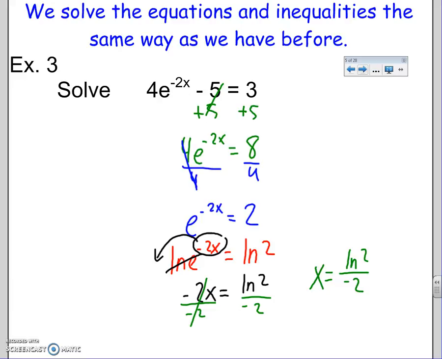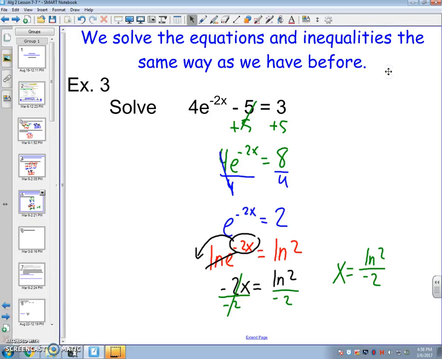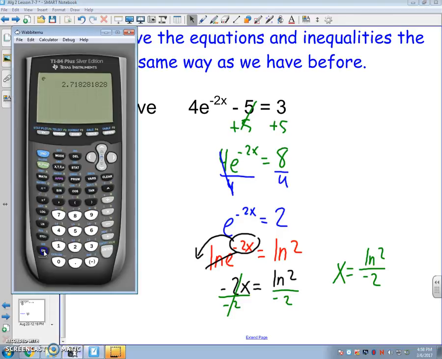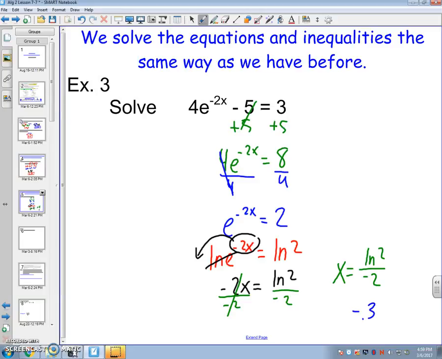If you want the decimal answer, you just type it in the calculator. So let's see what that is. It's a fraction, ln of 2. Now notice ln is on the left underneath the log, and you see e to the x is on top of it if you do a second. And negative 2 on the bottom. Here's my answer, negative 0.3466. If you want the decimal. All right, so either one.